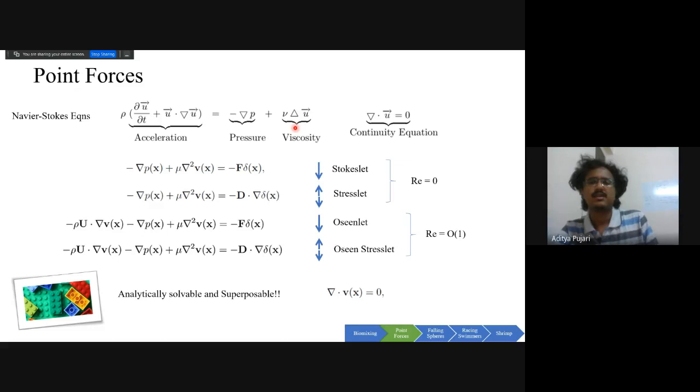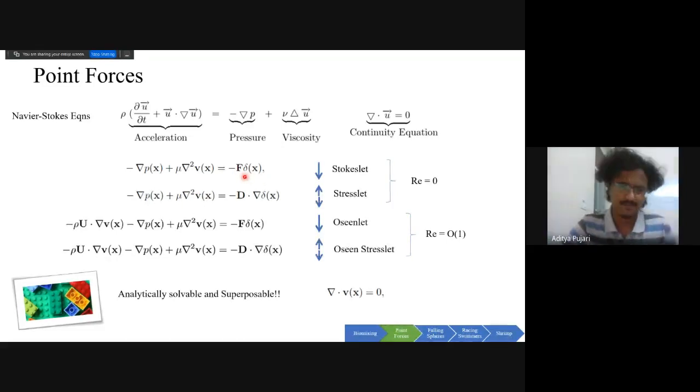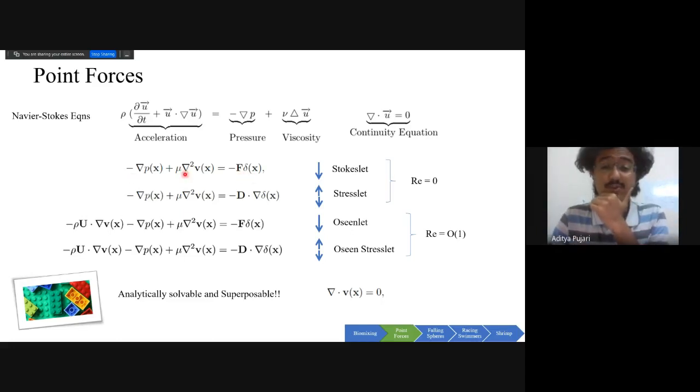And because I want to be modeling a point force, I place a point force F at some position in the fluid. That is denoted by a delta function, just how you do it in electrostatics, where a charge is represented by a delta function. So that's how you represent a point force. It's called a Stokeslet. I'll try not to use jargon here.